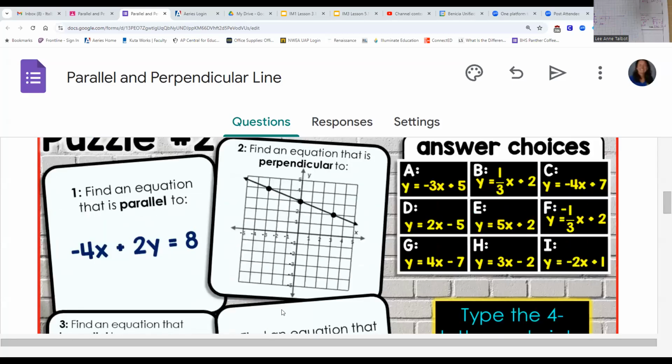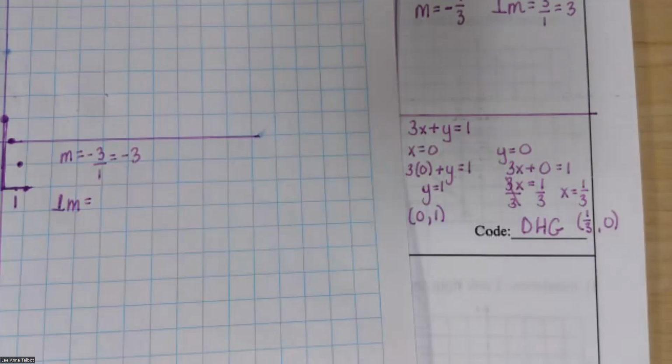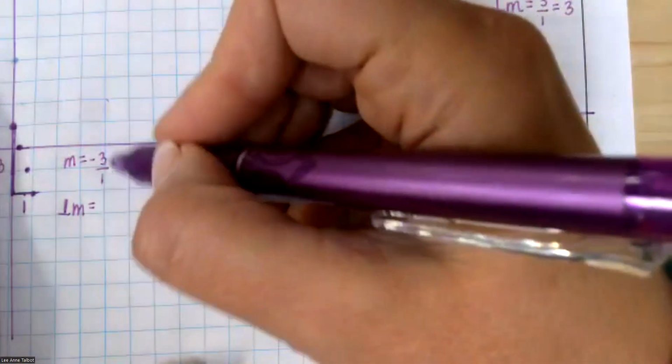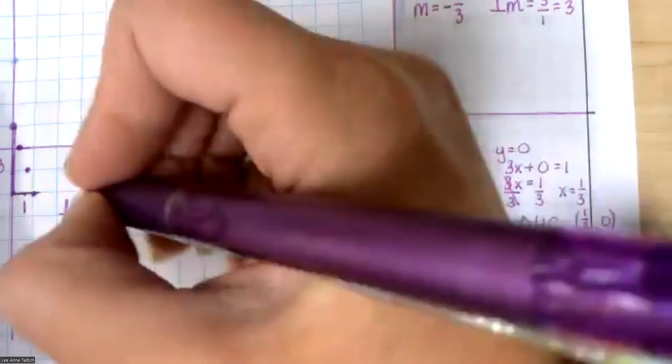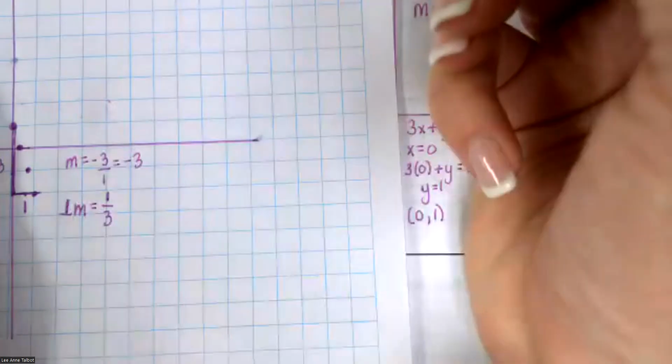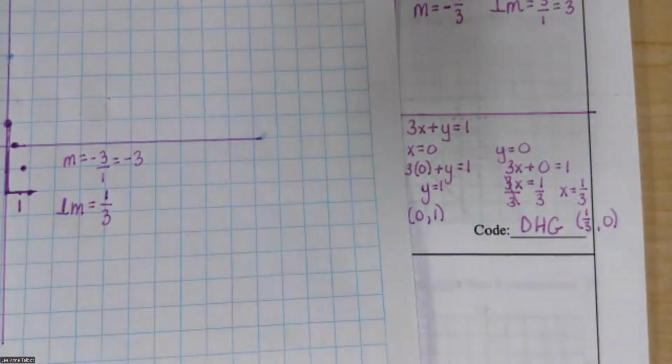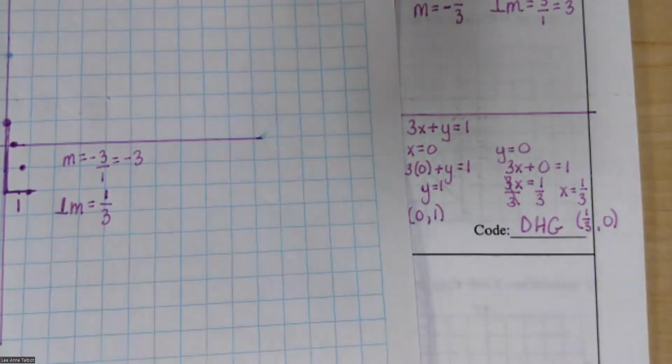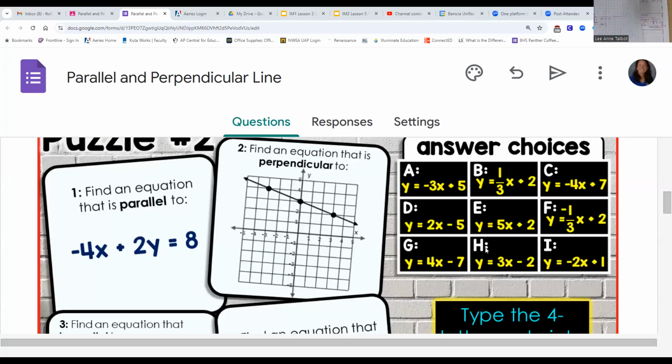Okay. So perpendicular slope is the opposite reciprocal. And luckily you have it right here. So you could just flip it. Switch the sign is 1/3. Okay. So which equation? Nice. B.